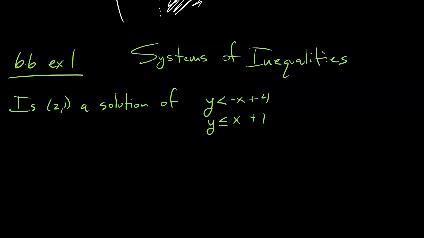So 2 and 1, I'll make sure to plug those in correctly. So 1 is less than negative 2 plus 4. 1 is less than 2, which works. So I would say that this is true. And then I'm going to plug in the second equation. 1 is less than or equal to 2 plus 1, which also works and is true. So the question is, is (2, 1) a solution of both of these? Then the answer is yes.